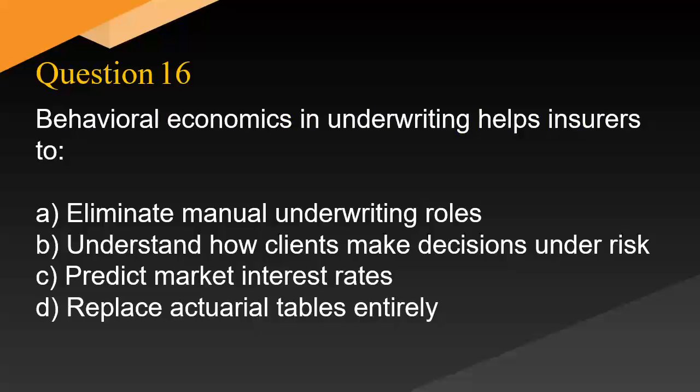Behavioral economics in underwriting helps insurers to: A. Eliminate manual underwriting roles. B. Understand how clients make decisions under risk. C. Predict market interest rates. D. Replace actuarial tables entirely.